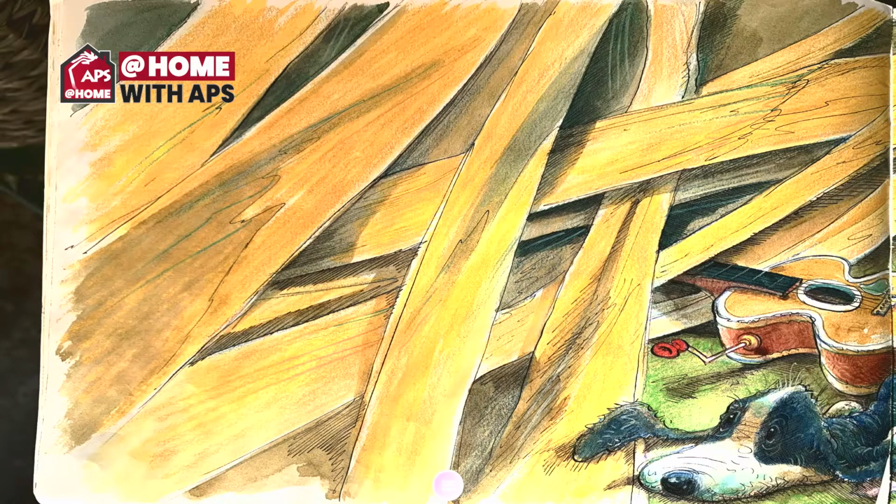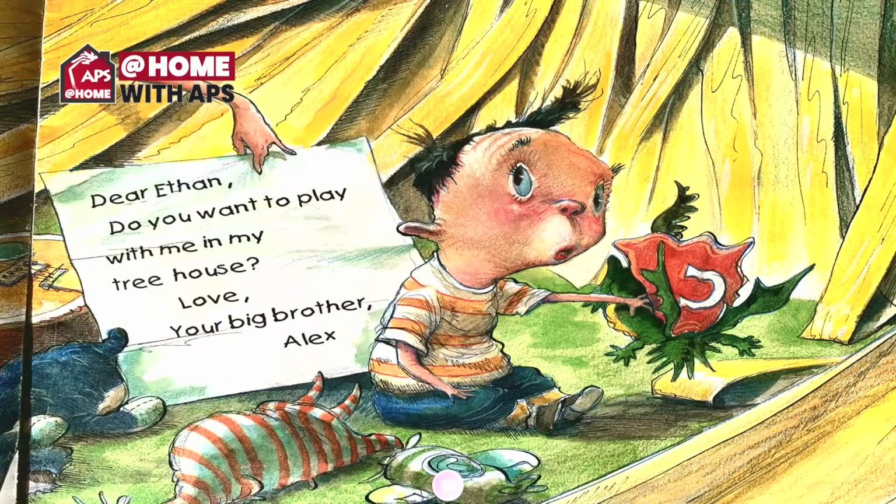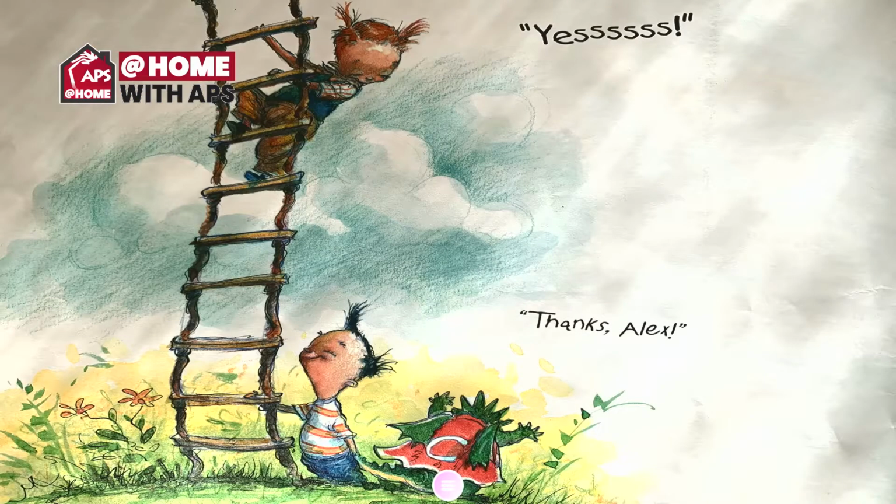Even the puppy seems a little lonely right now. Dear Ethan, do you want to play with me in my treehouse? Love, your big brother, Alex. I'm thinking there's going to be a compromise. Yes! Thanks, Alex.